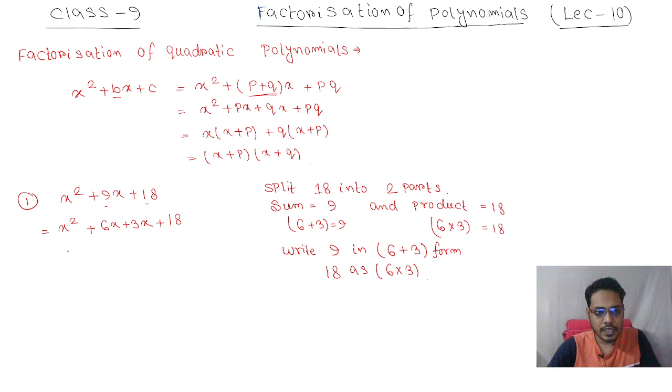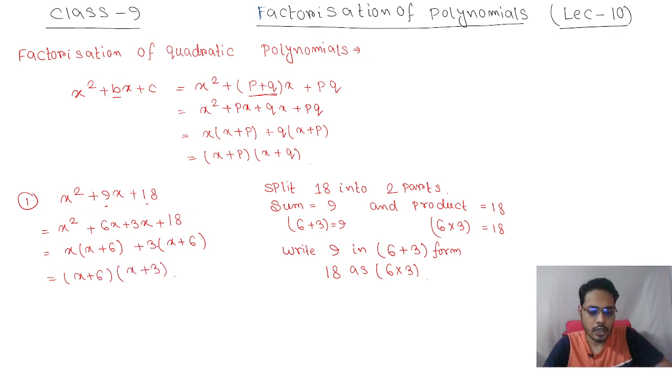Plus 18. Now from the first two parts take x common, so x will be outside and there will be 6 plus 3, so x plus 6. Now x plus 6 you need to take common here, so what is left is x plus 3. So (x plus 6) into (x plus 3) will be the factorization of x square plus 9x plus 18. I hope you understood this.